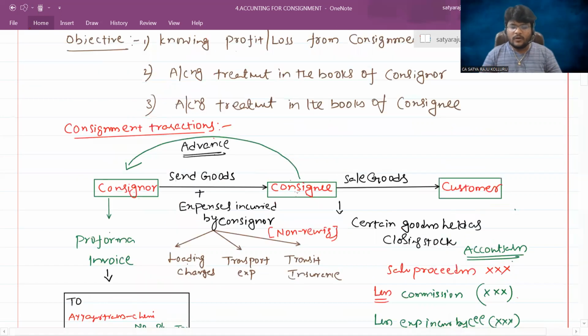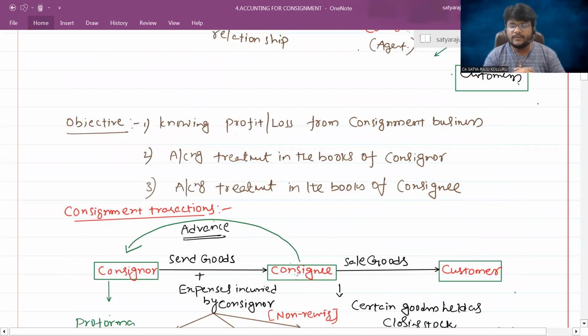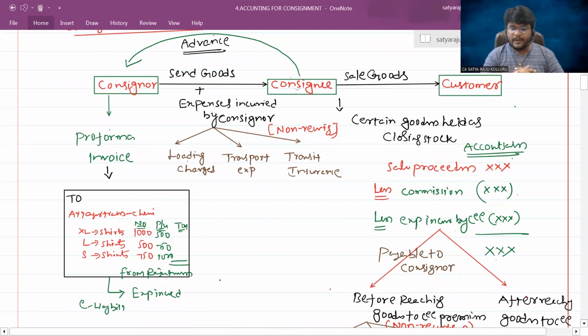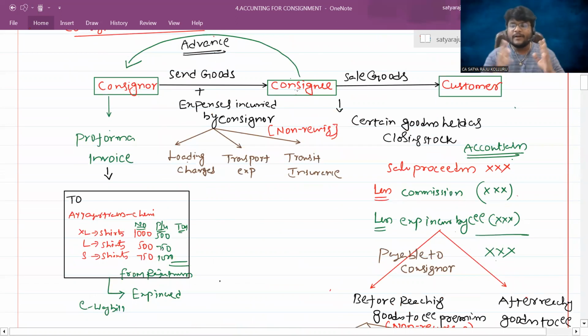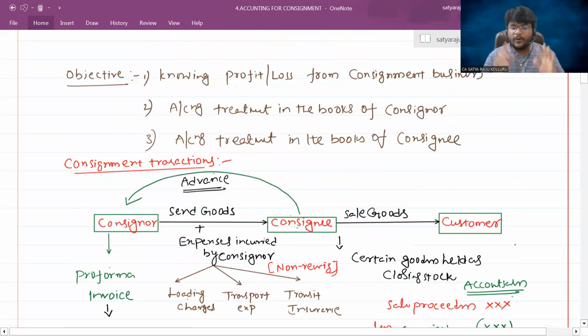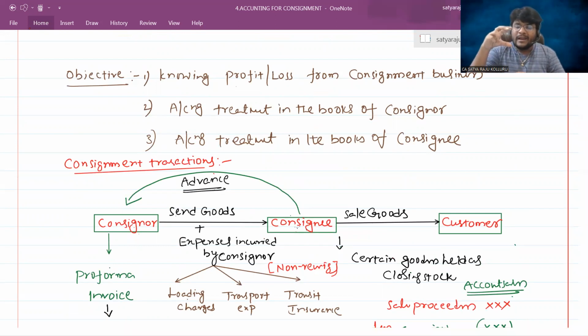In the next lecture, what we are going to discuss, I'm telling you guys, we will discuss things related to commission. There are three different types of commissions. What that commission is all about. Next, how to calculate profit or loss. That is the first objective. Connected to that, knowing profit or loss, accounting treatment in the books of consignor we are going to see. And after that, we are going to check accounting treatment in the books of consignee. I think almost these three objectives will take the next lecture.